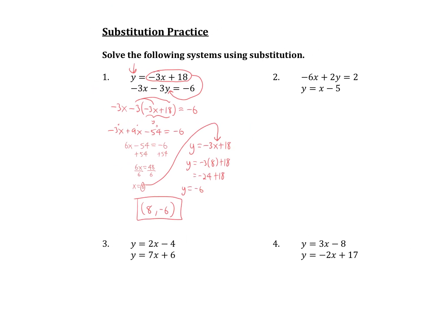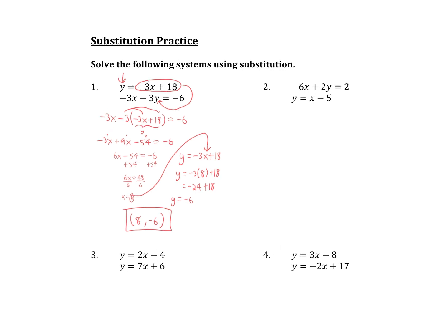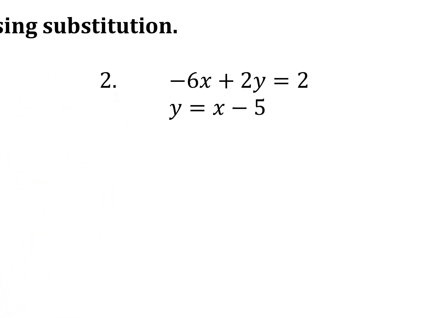If you guys would like to try a couple on your own, feel free. Otherwise, we'll go through these right now. All right, number 2, we have negative 6x plus 2y equals 2, and y equals x minus 5. Is x or y by itself in either of these equations here?